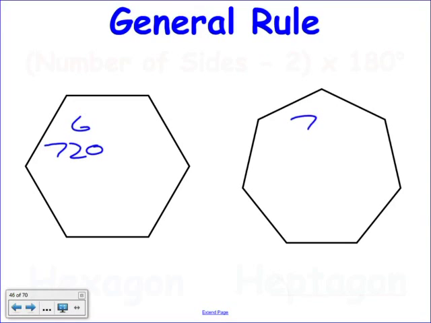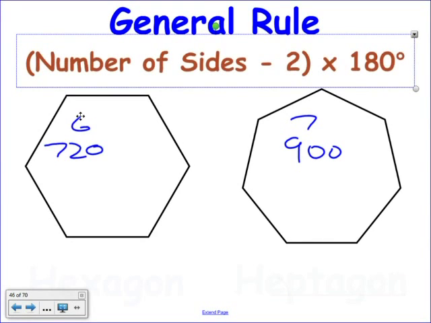900. Fine. So every time you add a side, you add 180. If you start off with 3 sides at 180, 4 sides 360, 5 sides 540, each time you add a side you add 180. Brilliant. And there's a rule for this. It's an equation.